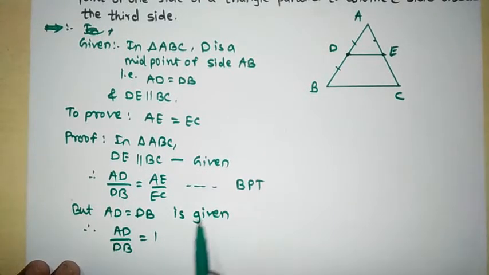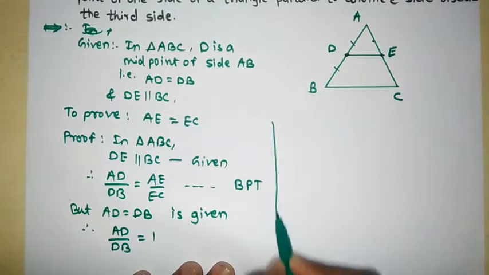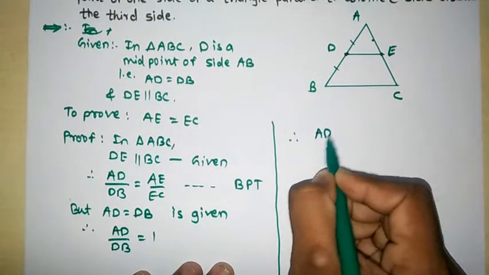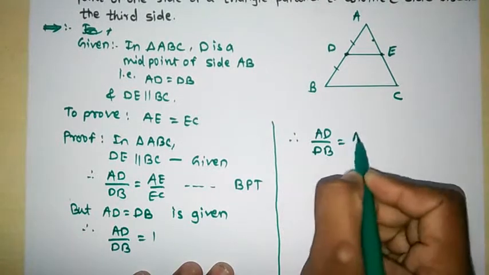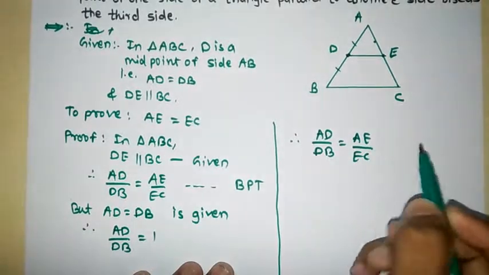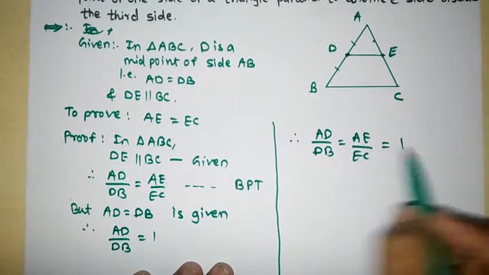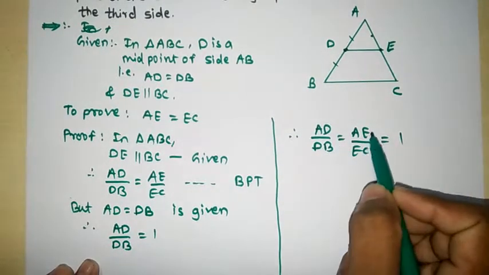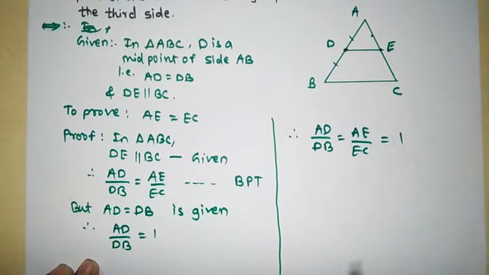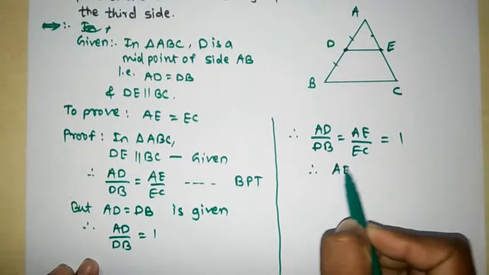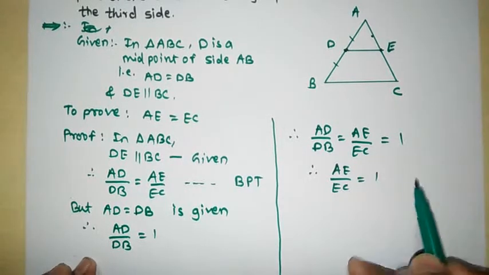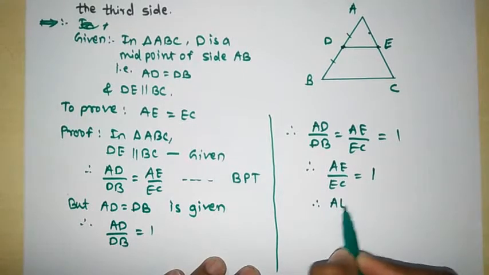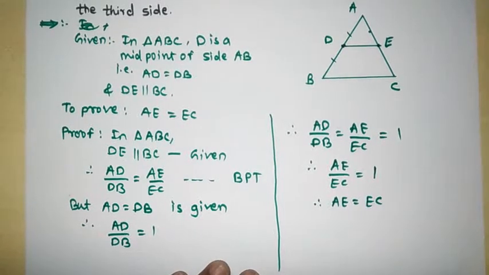Therefore, AD by DB is equal to AE by EC, so AE by EC is equal to 1. Because AD by DB is equal to 1, and AD by DB is equal to AE by EC, this ratio is equal to 1. Now send this EC towards the right hand side. Therefore, AE is equal to EC.